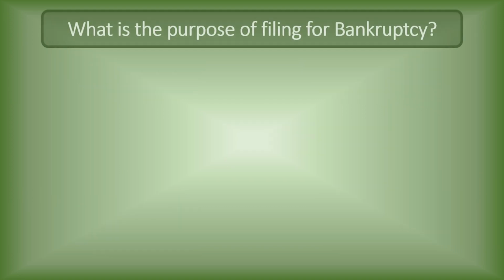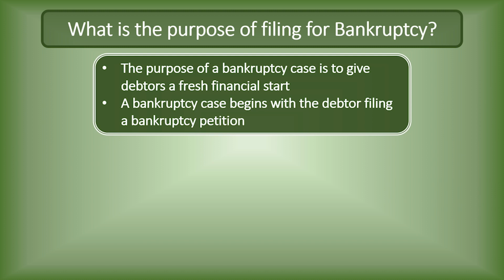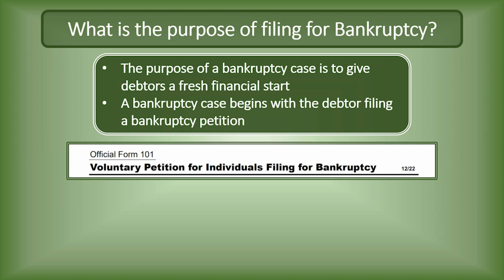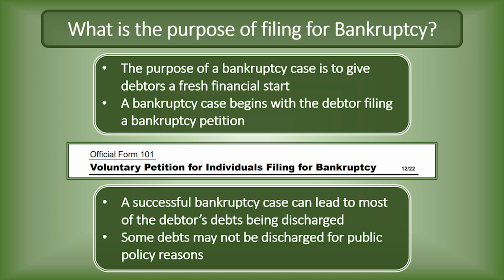The purpose of filing a bankruptcy case is to give the debtor a fresh start or a clean slate. The bankruptcy case begins when the debtor files their bankruptcy petition. Essentially, the individual is acknowledging that their debts are greater than the assets they have available to repay those debts, and they're asking the court for help. A successful bankruptcy case enables the petitioner to have most of their debts discharged. There are some debts that will not be discharged for public policy reasons, such as domestic support obligations, certain tax liabilities, and student loans, just to name a few.